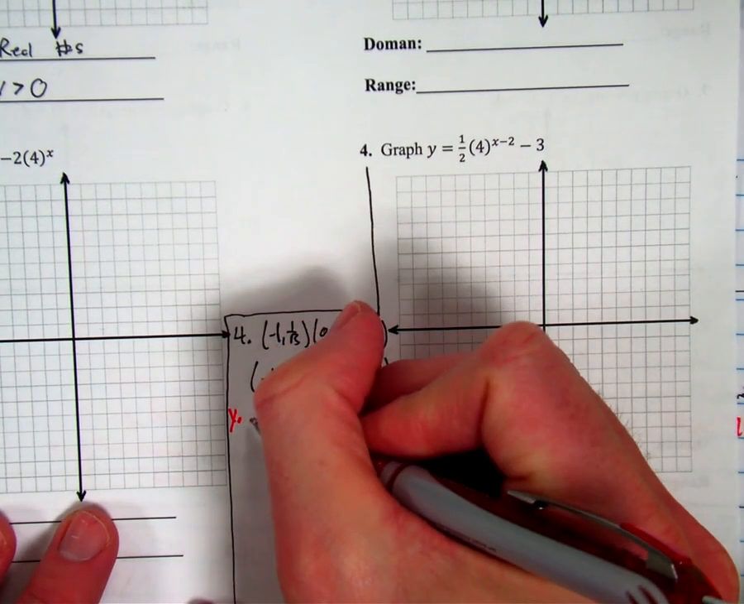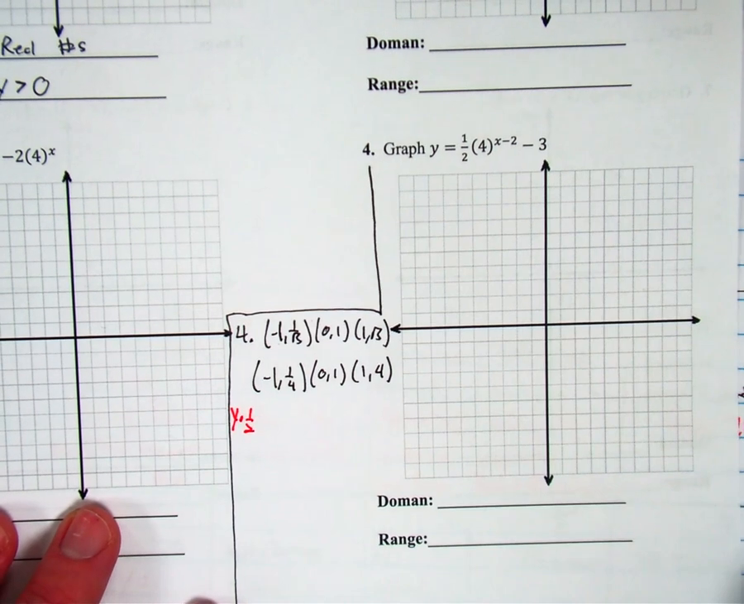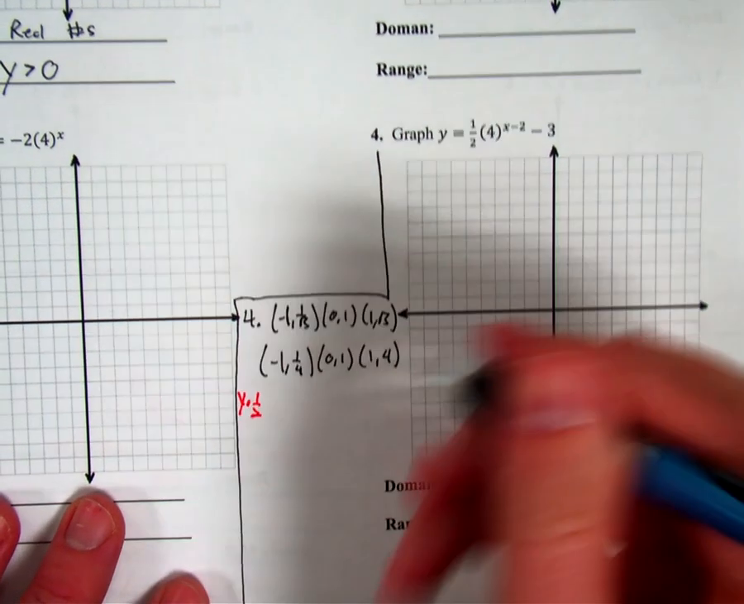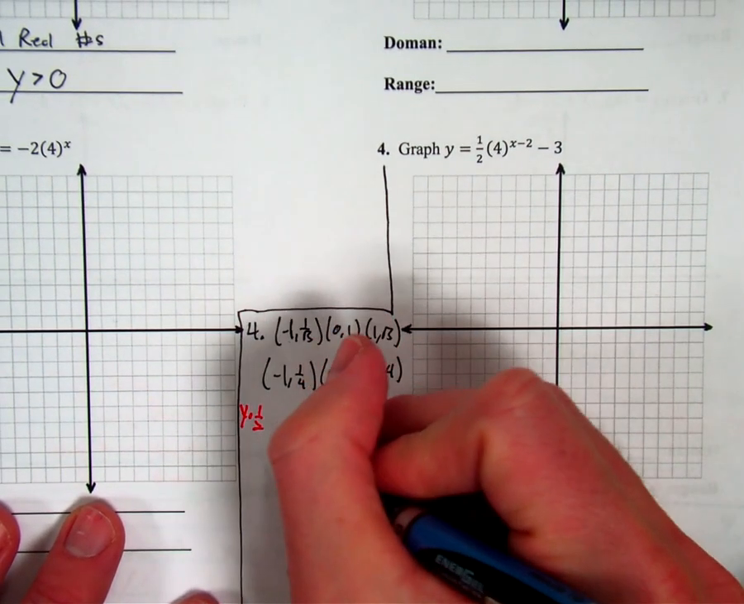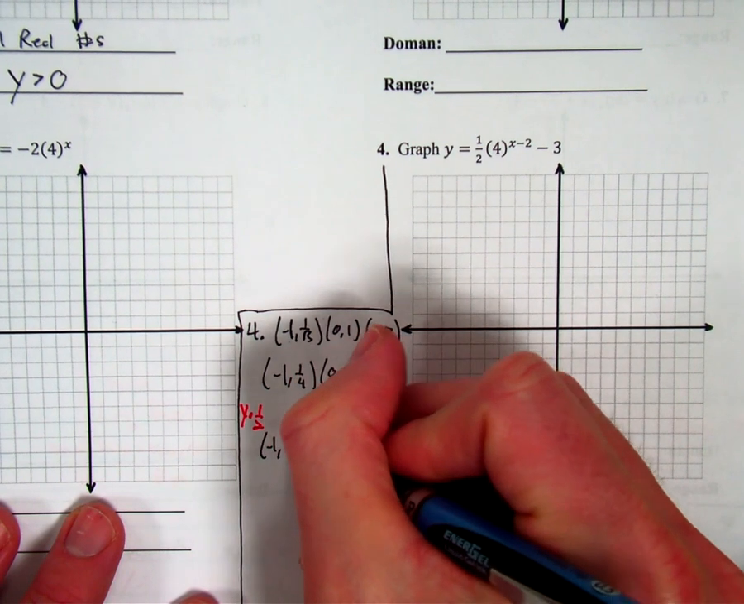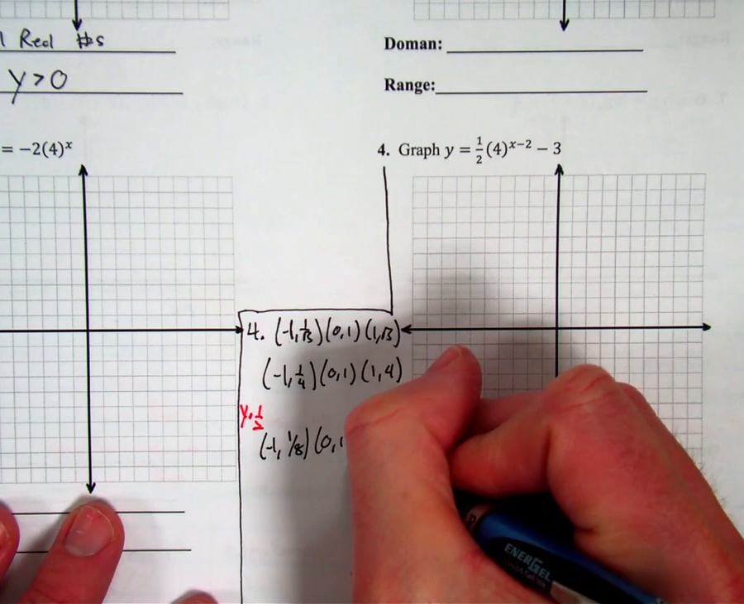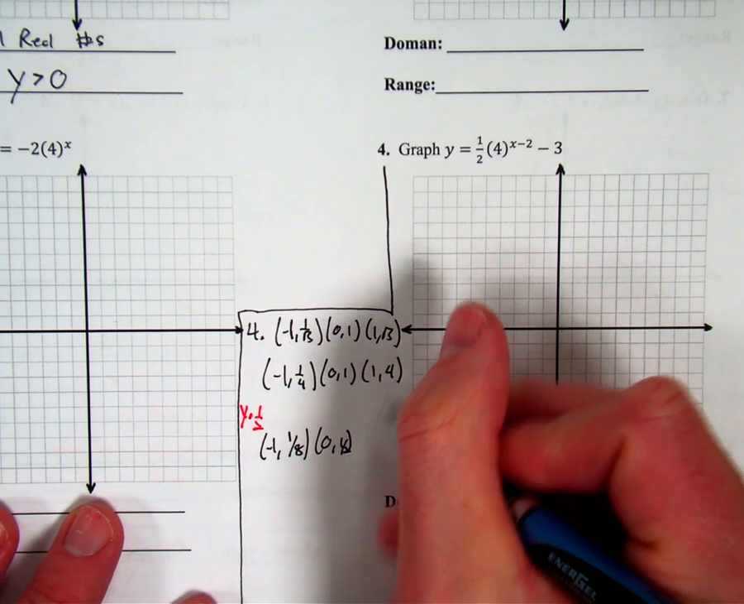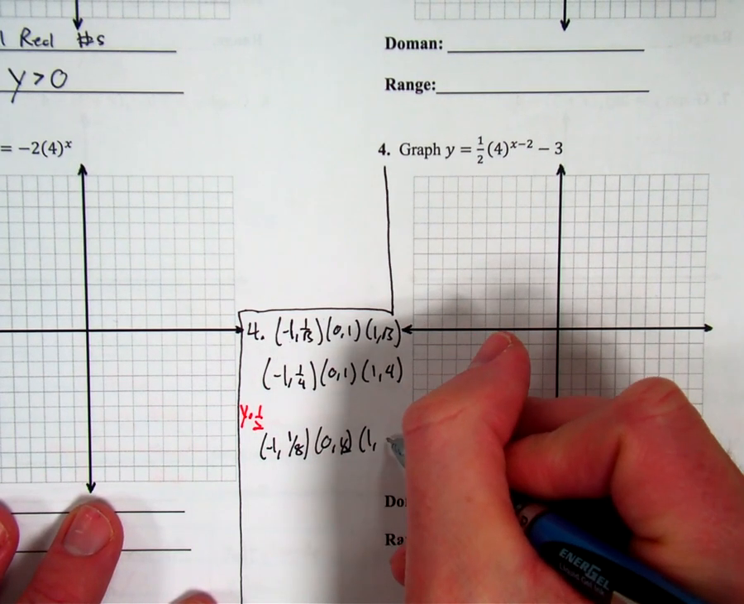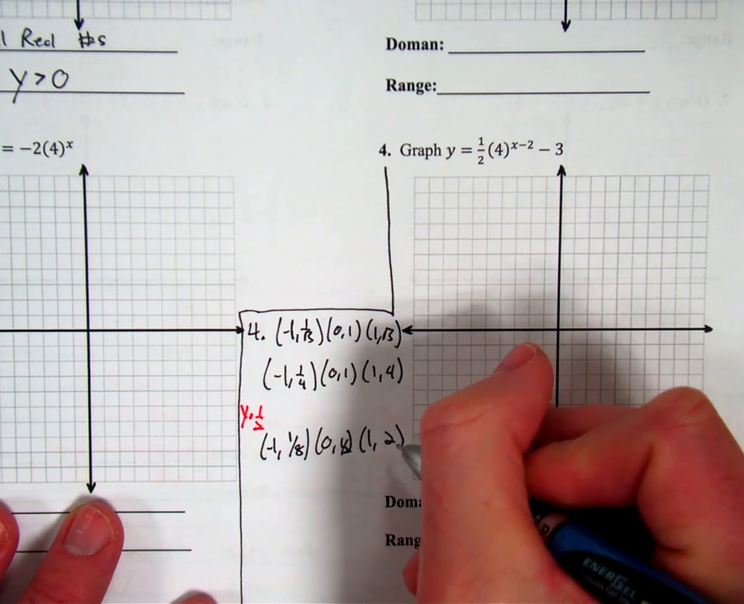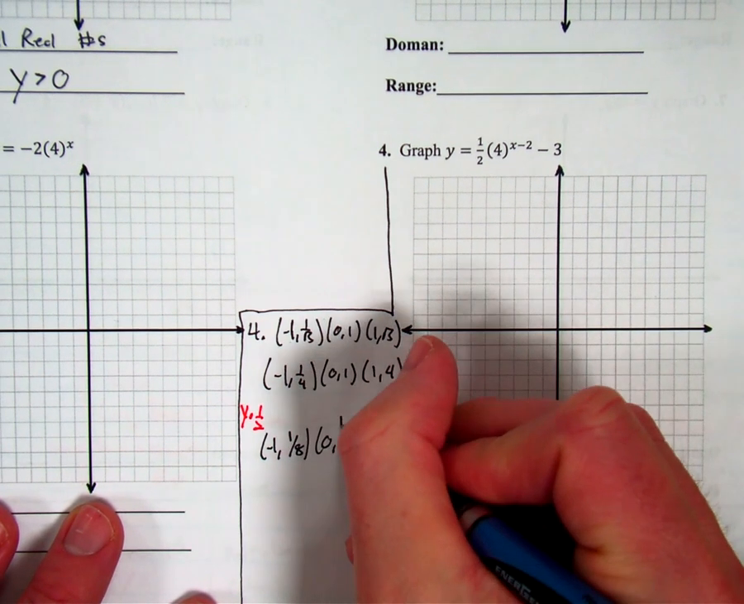Y times a half. Ooh, this is going to be a tricky one. Okay, only to the y's. So -1, 1/8. 0, 1/2. And 1, 2. Half.